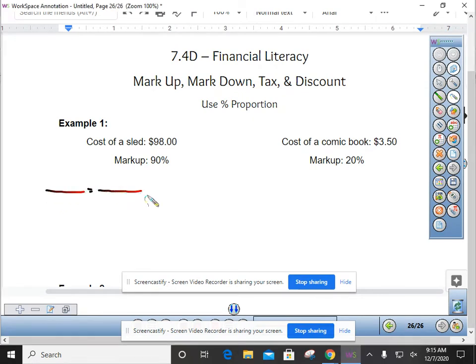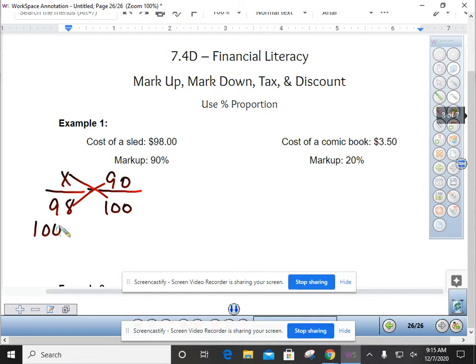This should not be new to anybody. What goes in this proportion right here? 100. What goes on top of it? 90. Where does the 98 go? And I'll help you with the math. You're going to cross multiply. 100x equals 8820, I believe.